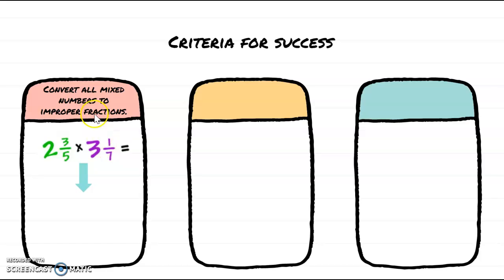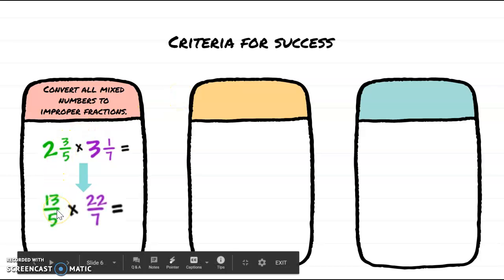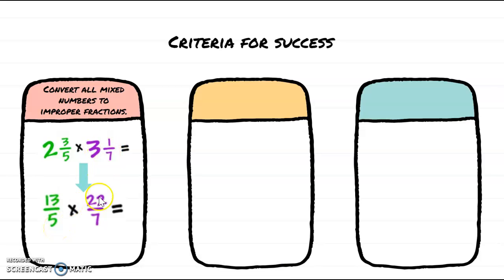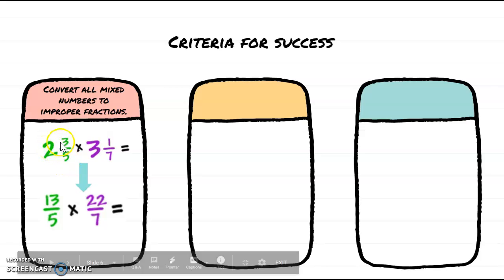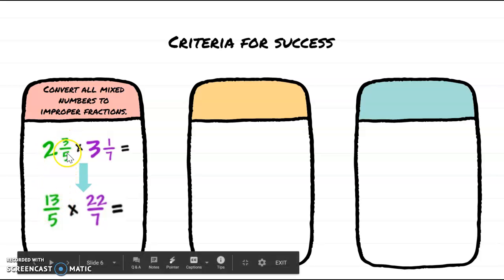So our first step, like we said, is to convert these mixed numbers into improper fractions. So 2 3/5 would convert to 13/5, and 3 1/7 would convert into 22/7. To do this, we had done 5 times 2, which was 10, plus 3, which was 13. So that got us our numerator, and we keep our denominator. So that got us to 13/5.